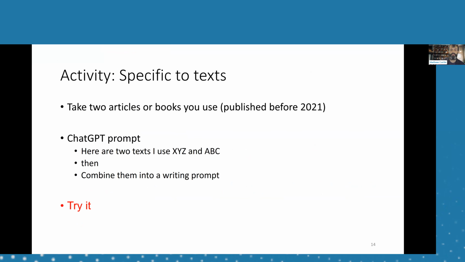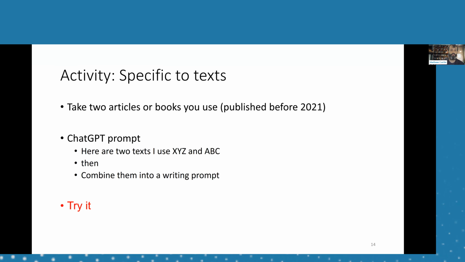You can also have this be specific to text. I won't play this one out in ChatGPT. I assume at this point you get the idea. But as long as the articles or books you're using were published before 2021, ChatGPT has access to those resources. So you can say, here are two texts I use, book 1 and article 3. And ChatGPT says something like, got it, what do we do next? Or how should I use these two texts? And you say, combine both these sources into a writing prompt.